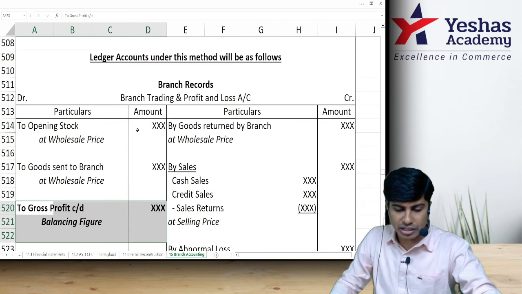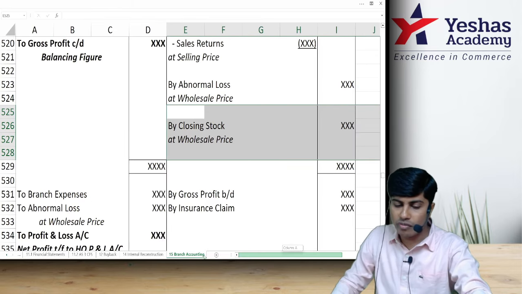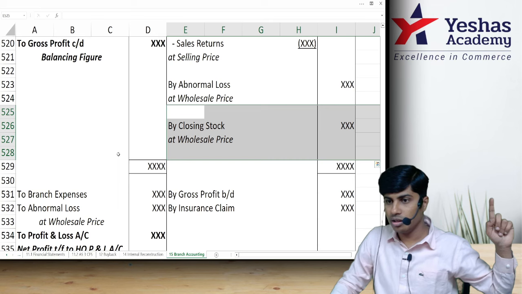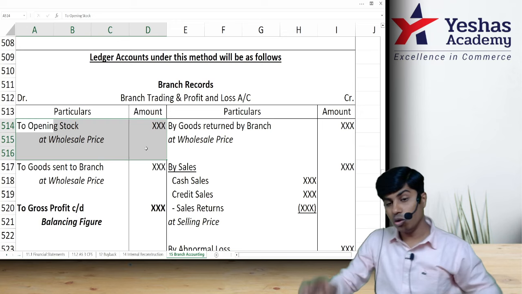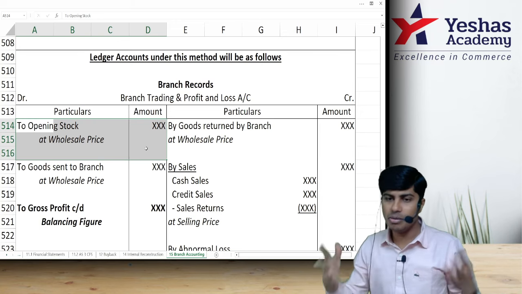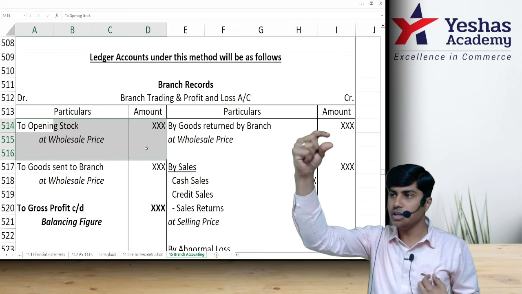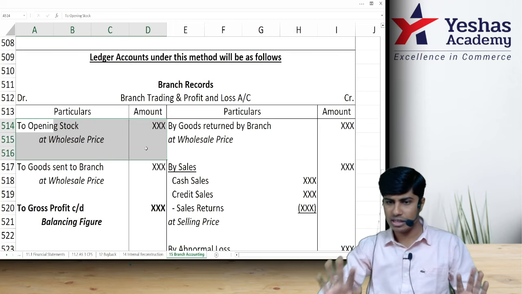Whatever closing stock is remaining at the branch, on this stock, load will be removed in the head office P&L. And on the opening stock, which was the previous year's closing, the load would have been removed last year, and that will come on the credit side in the head office P&L. Remember, in head office P&L, on the opening stock, load will come on the credit. On the closing stock, load will come on the debit.